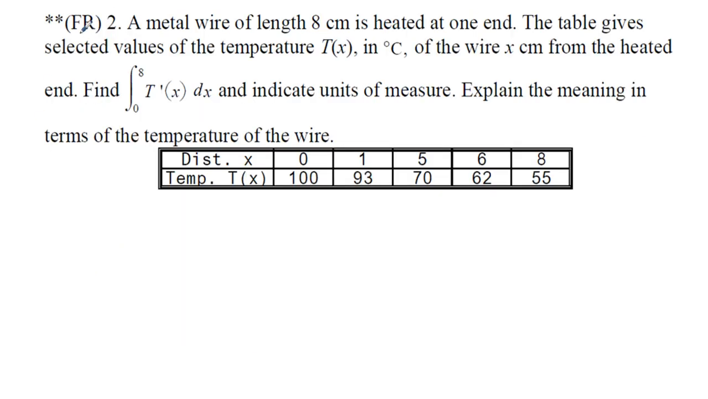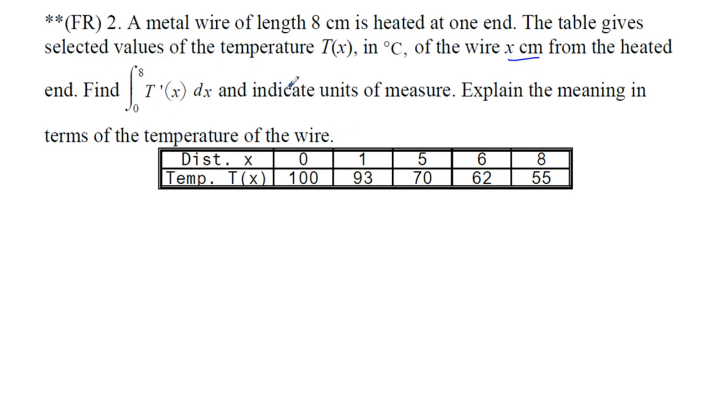Next, free response problem. A metal wire of length 8 centimeters is heated at one end. The table gives selected values of temperature T of x in degrees Celsius of the wire x centimeters from the heated end. Find the integral from 0 to 8 of T prime of x dx and indicate units of measure. Explain the meaning in terms of the temperature of the wire.